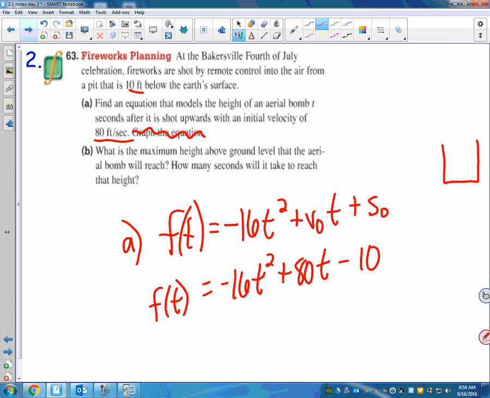So here's my pit, 10 feet below the surface. I'm going to shoot this firework, and then it's going to come back down. What is that point called, the maximum value? The vertex, which means you need to find the vertex of this. So you have two ways you can find the vertex.